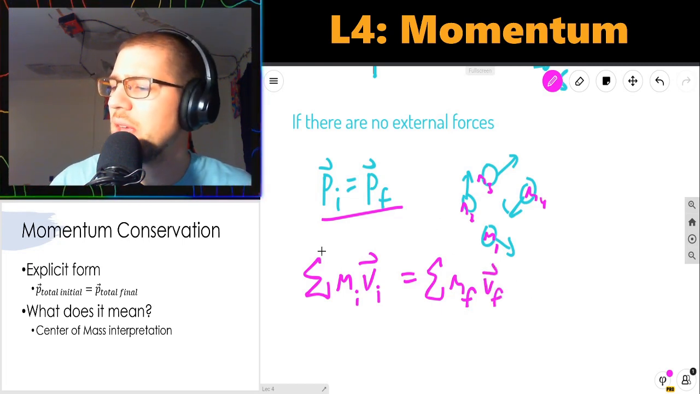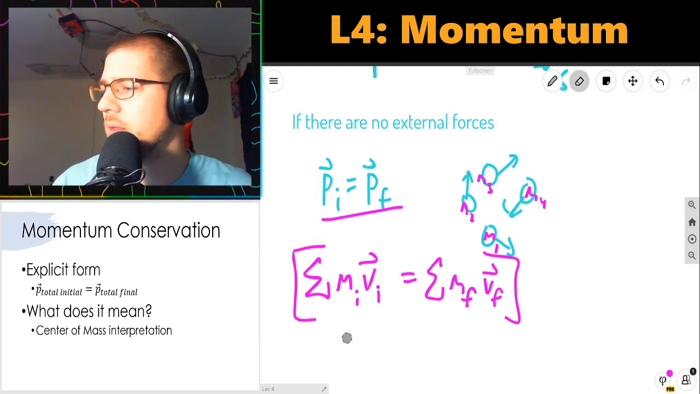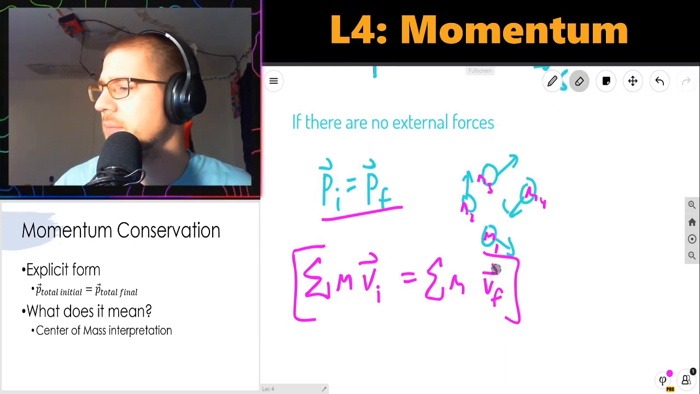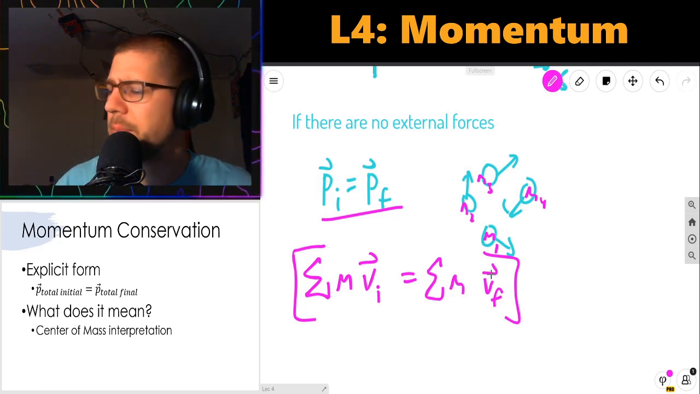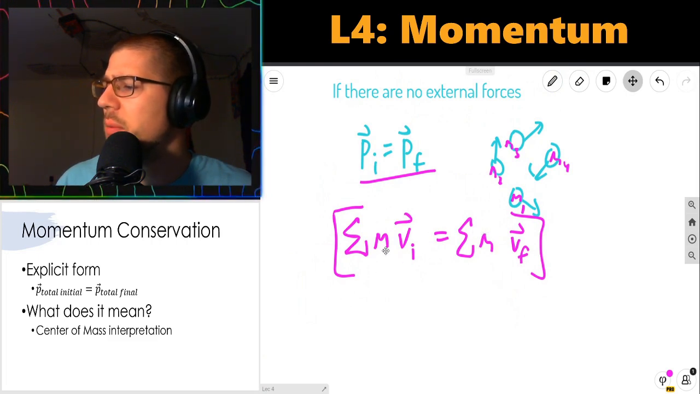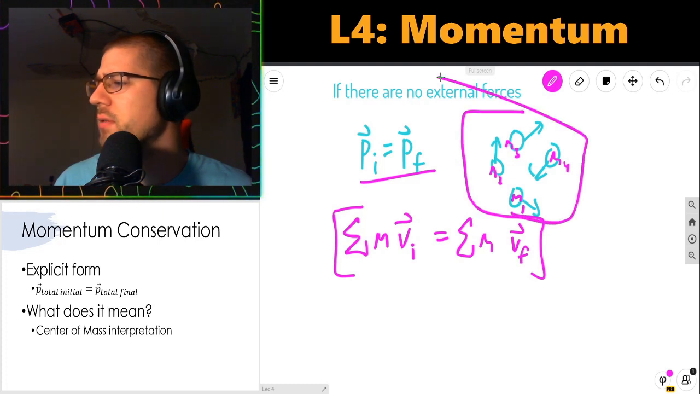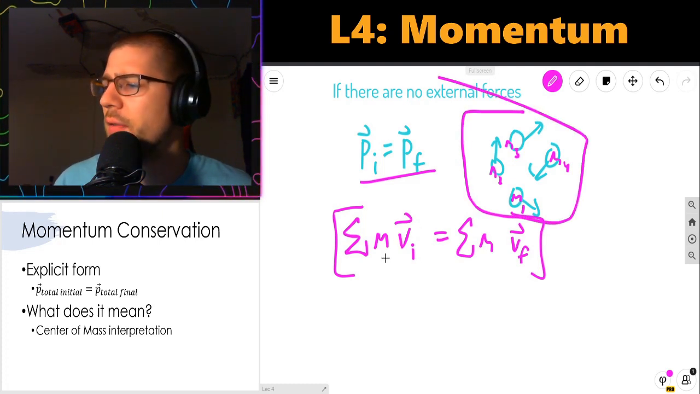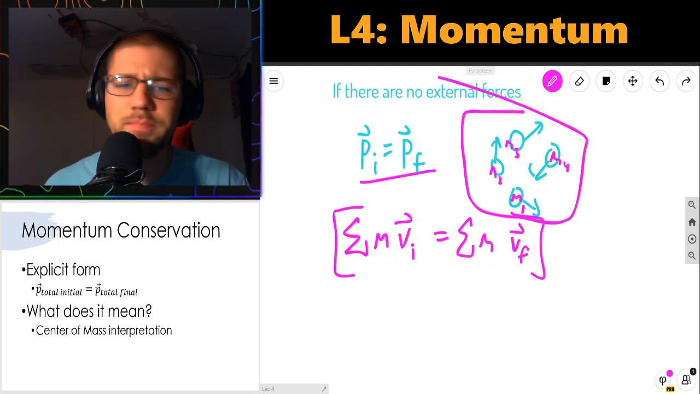Okay, and usually we won't treat the masses of objects as changing. So for the most part, you can just neglect the subscript i or subscript f on the masses. Each of these sums is called the total momentum of a system. If I have a system that's composed of multiple parts, the total momentum is just the sum of all of the individual momenta.